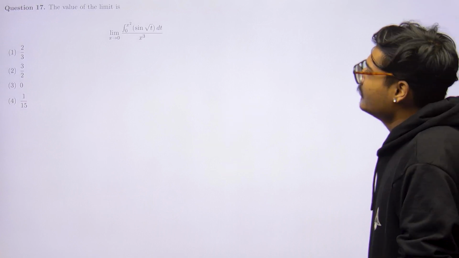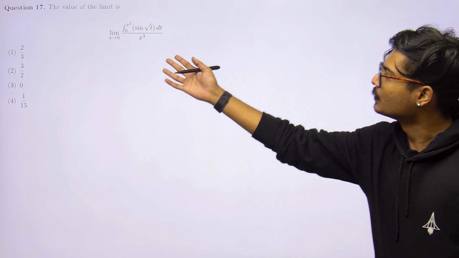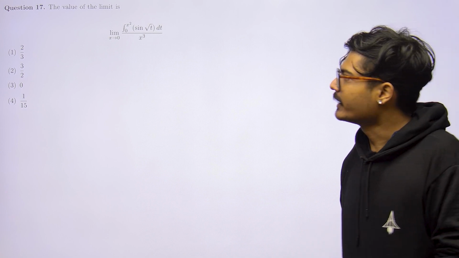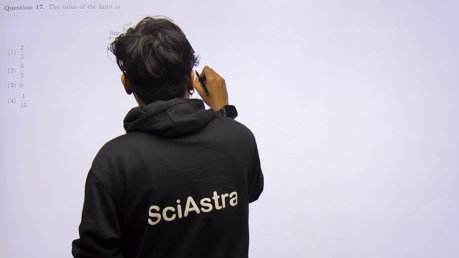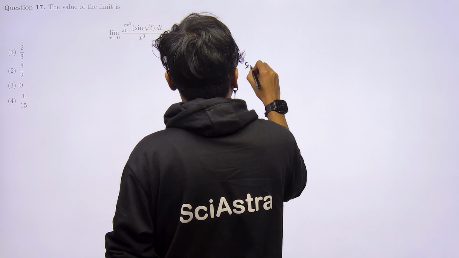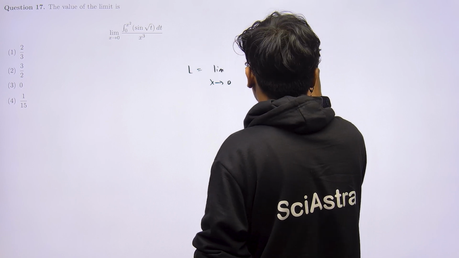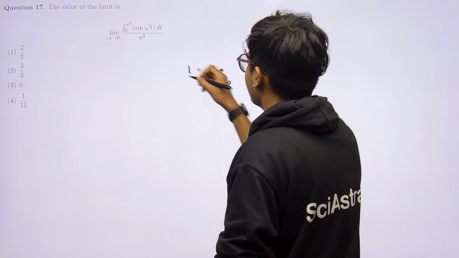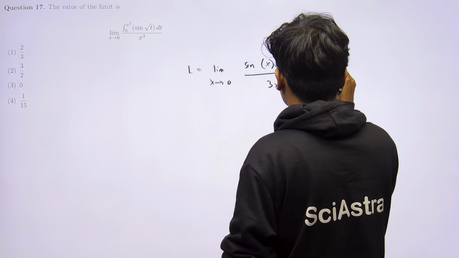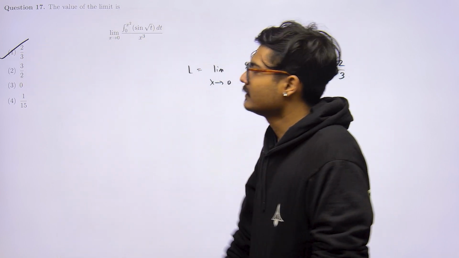Coming to the next question, you have to find the value of this limit. It's a very straightforward application of L'Hopital and Leibniz rule. If you look at x going to 0, both the numerator and the denominator are 0, right? So you can differentiate them. So this limit, L, is going to be limit x going to 0 of the derivative of the numerator, which is sine of root of x square, which is just sine x, times the derivative of x square, which is 2x, divided by the derivative of the denominator, which is 3x square. You can cancel out one x. Sin x by x goes to 1. So this limit is nothing but 2 by 3. A very straightforward question. Your right answer is option 1.